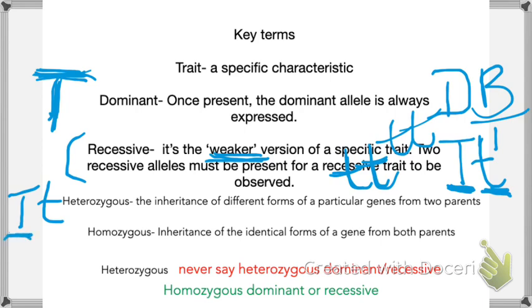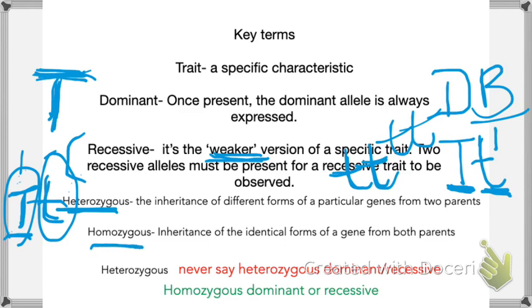One person got the tall allele, that capital T, one person got the short allele. One person gave the tall allele, one person gave the short allele. This is what we call heterozygous. Two different forms of the same gene, right?